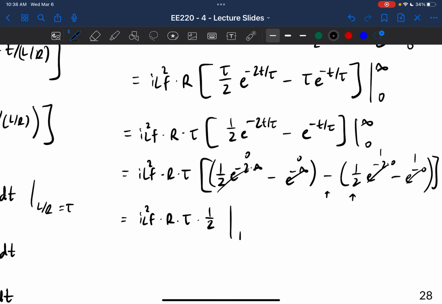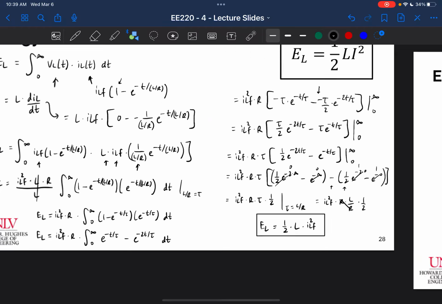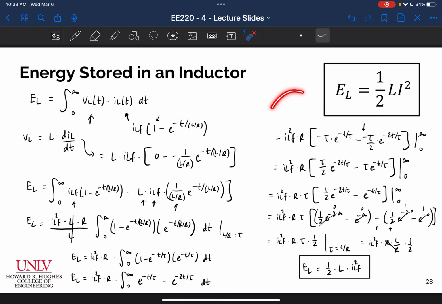Tau, of course, is L over R. And so if I plug that in, I get ILF squared times R times L over R. The R's cancel, times 1/2. And what am I left with? I'm left with EL is equal to 1/2 times L times ILF squared, which is exactly what I expect to get. All right, and so that's the derivation for the energy stored in an inductor. We can see that it's equal to 1/2 multiplied by the inductance of the inductor multiplied by the square of the current flowing through the inductor.